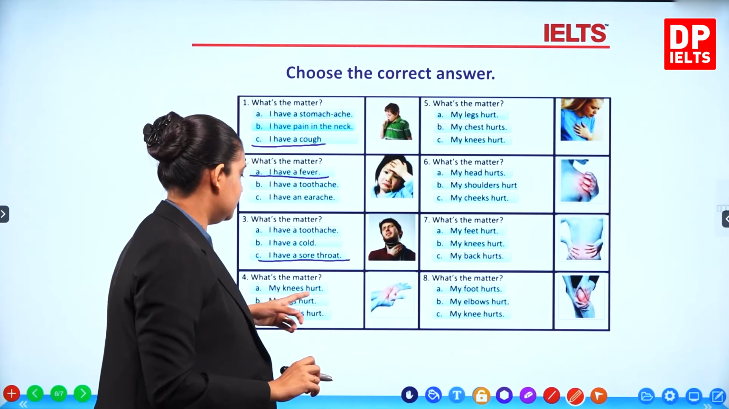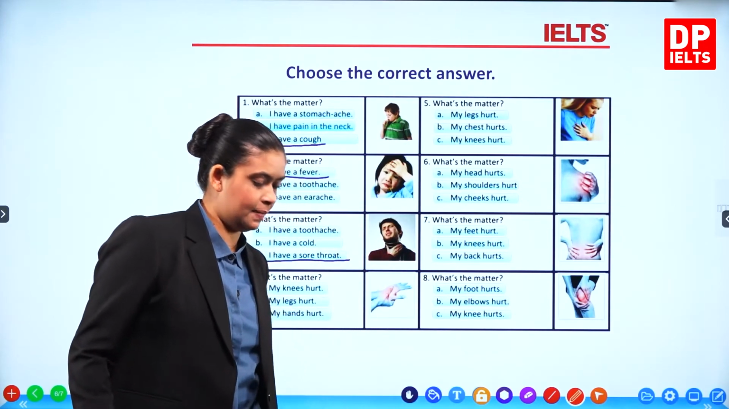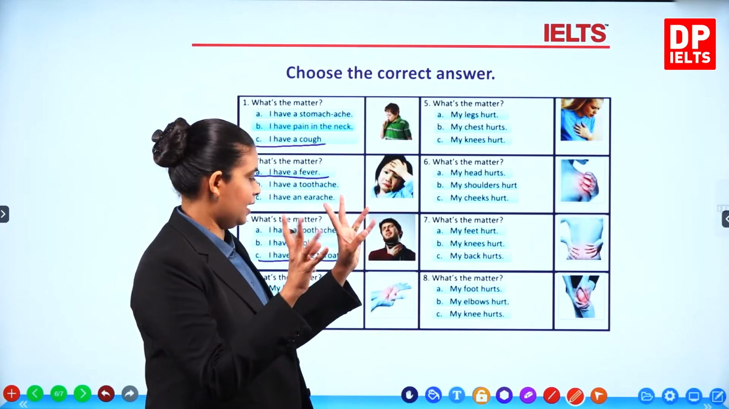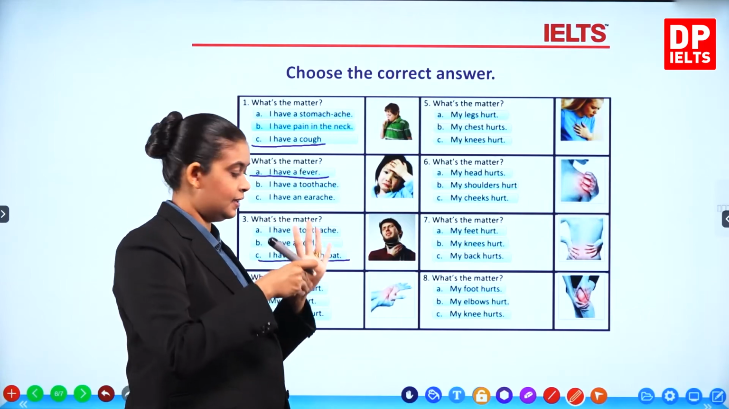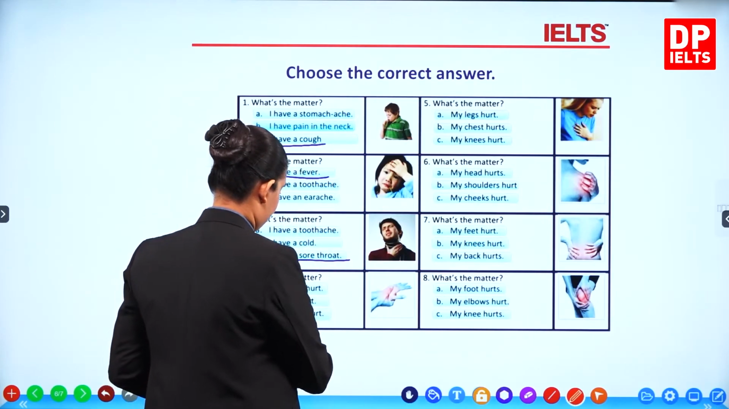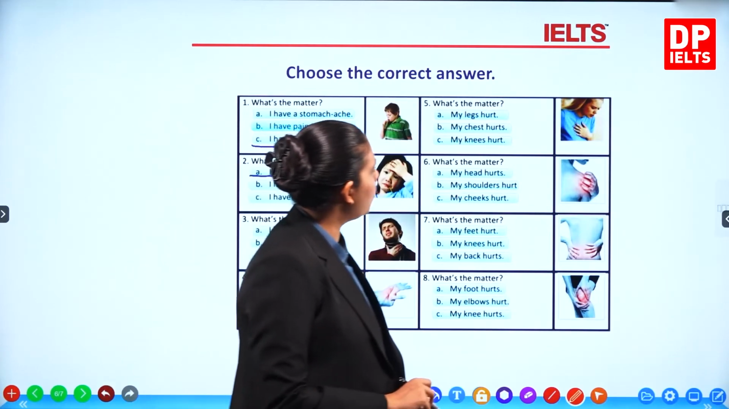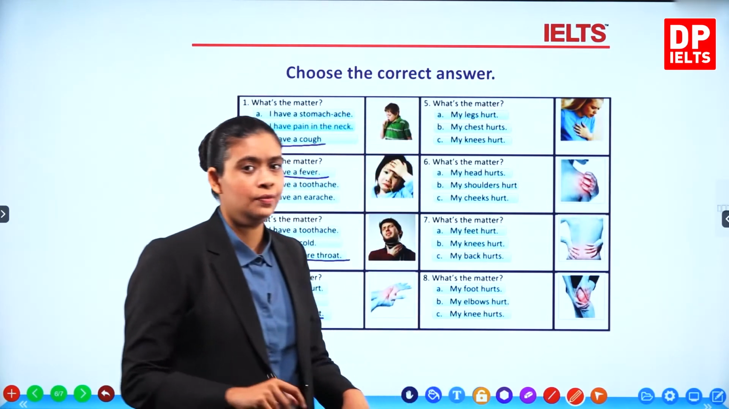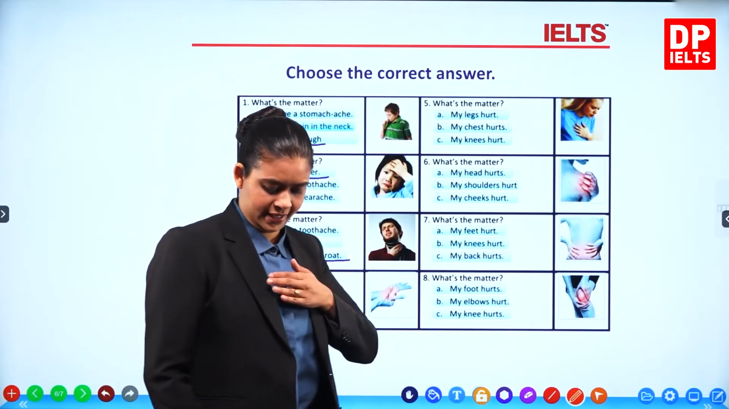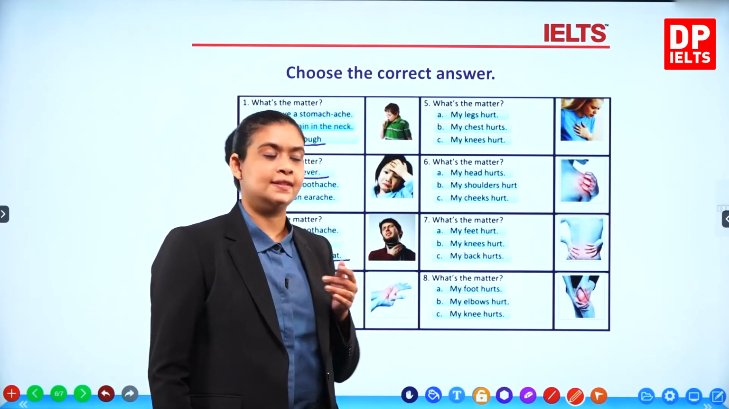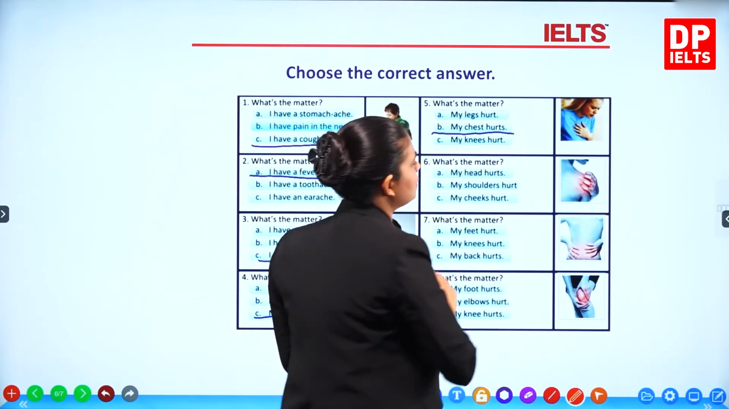What's the matter? Okay, these are my knees. Obviously, this is my leg. These are my hands. So, when you say this one, what is it? Hands. Okay. What's the matter? So, I told you, these are your knees. This is your leg. What is this? Chest. Okay. Chest. So, what's the matter?